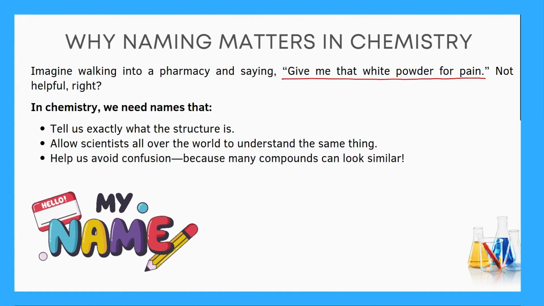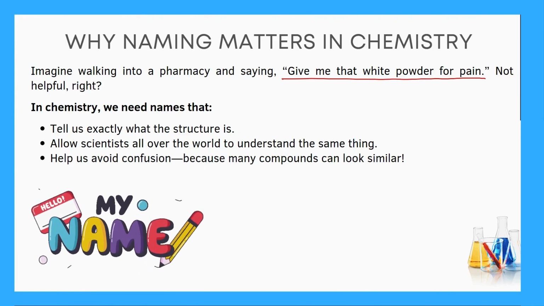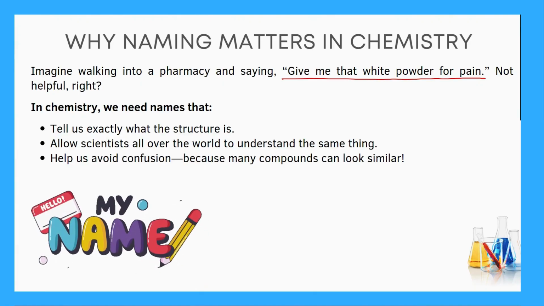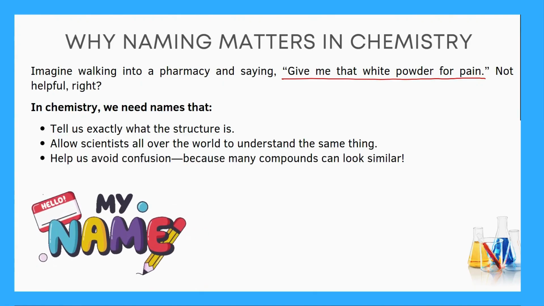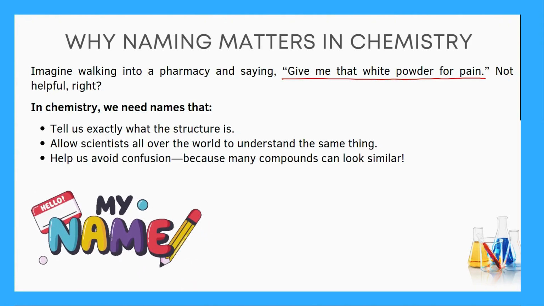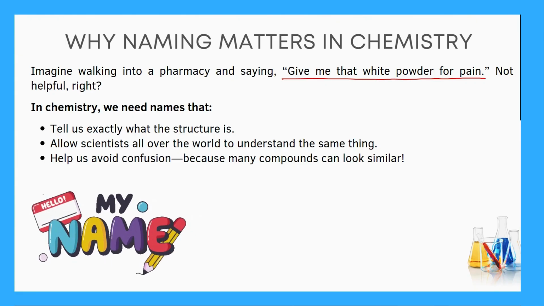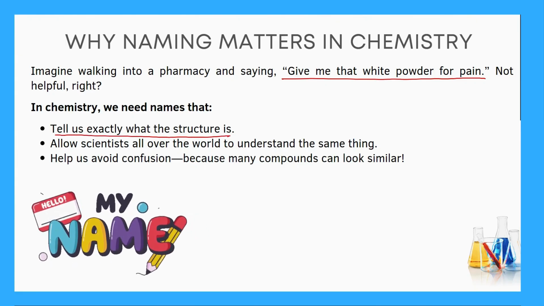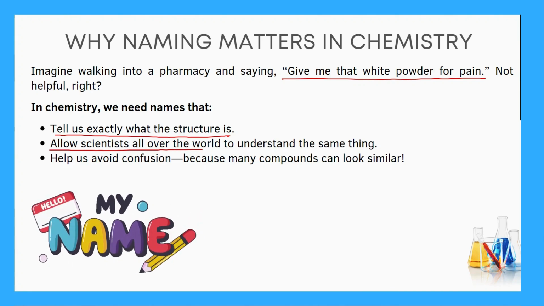Rat poisons in many cases can also be a white powder, and it doesn't treat pain, it gives pain. So if you go to a chemist and you say, give me that white powder that treats pain, that's not going to be a helpful way for identifying a drug. So in chemistry, it functions the same way because we need names that tell us exactly what the structure is. We need names that allow scientists all over the world to understand the same thing.